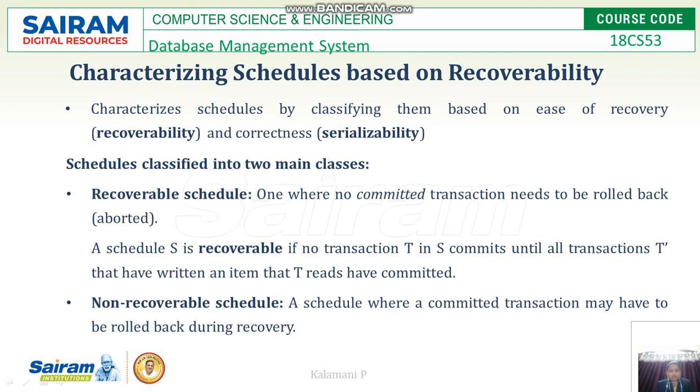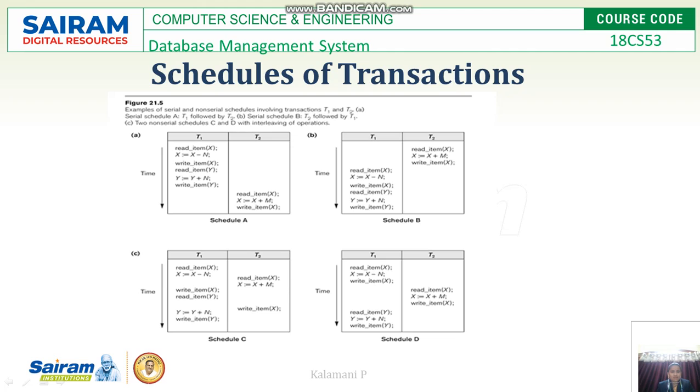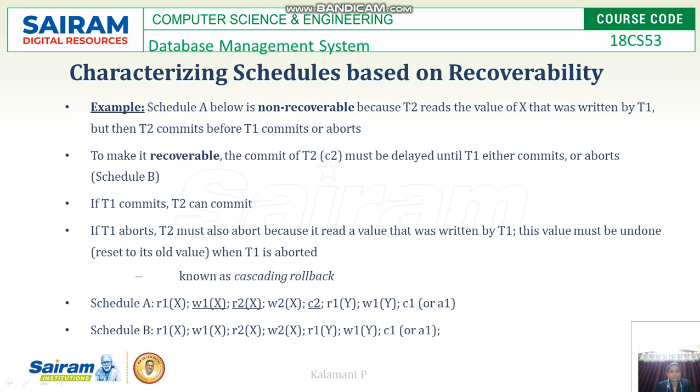So that is called non-recoverable schedules. For example, schedule A below, we have seen schedules A, B, C, D, no? A is non-recoverable because before T1 commits, T2 reads the value of X. So it is non-recoverable because T2 reads the value of X that was written by T1, but then T2 commits before T1 commits or aborts.